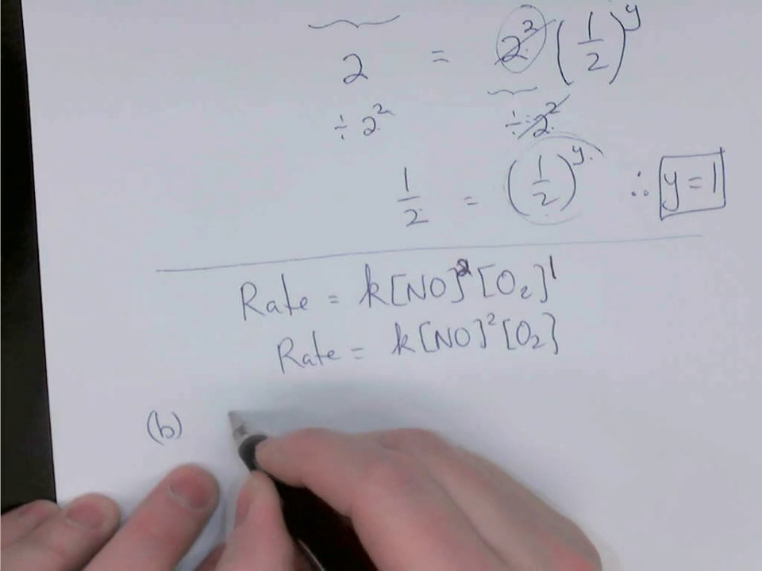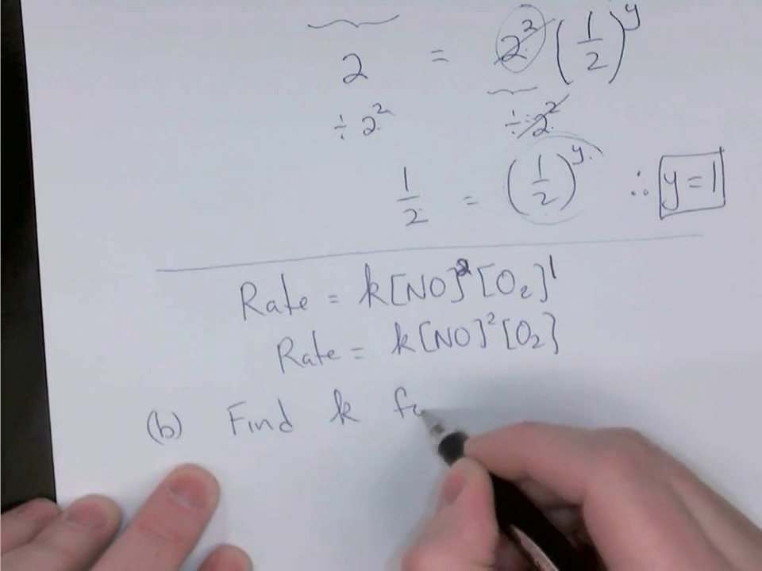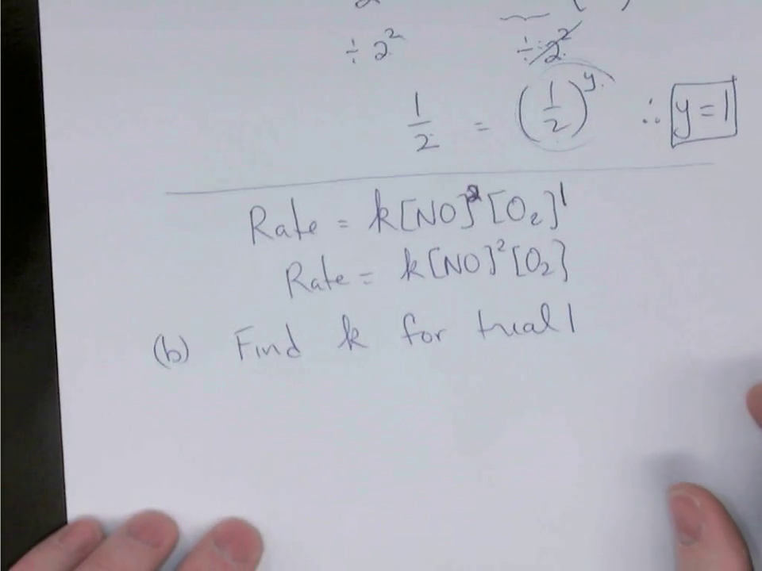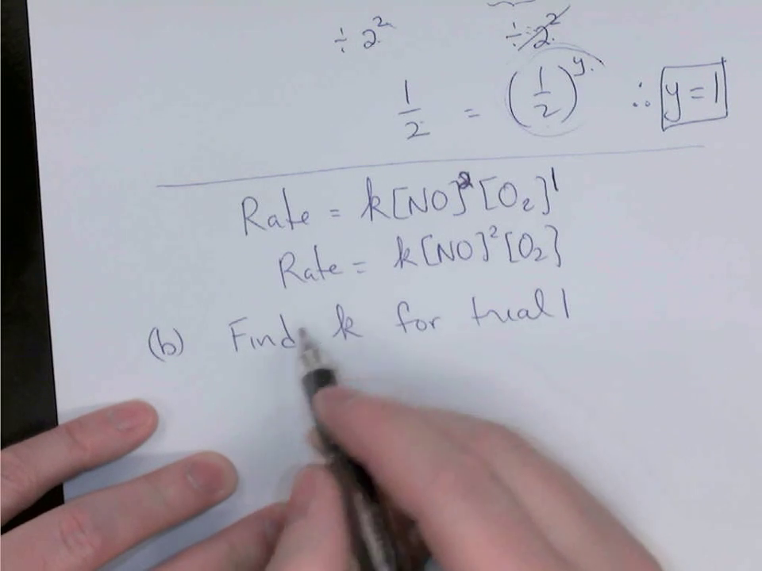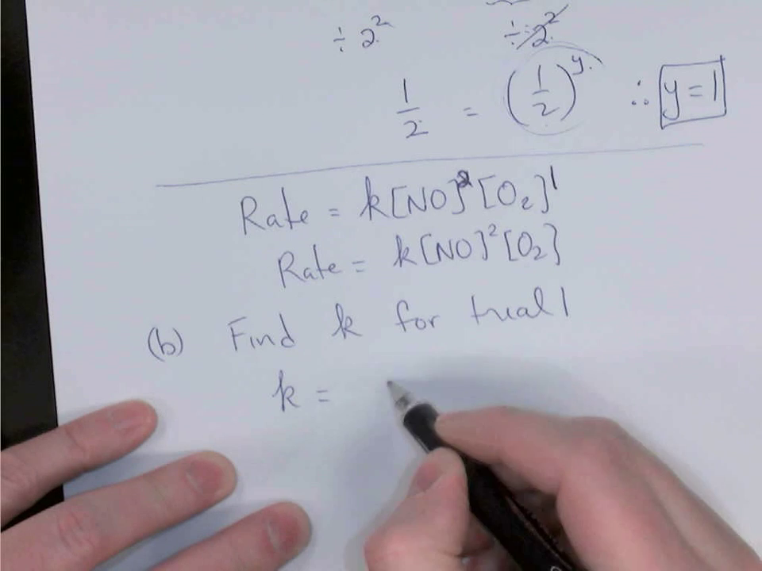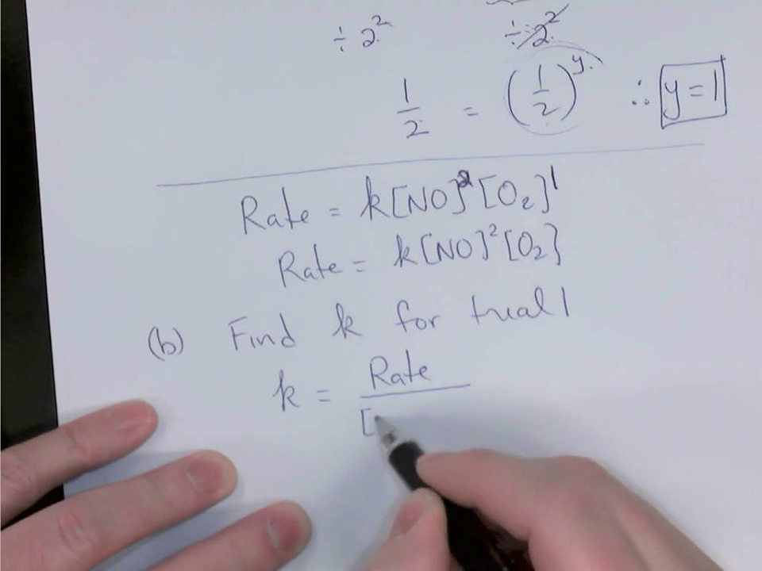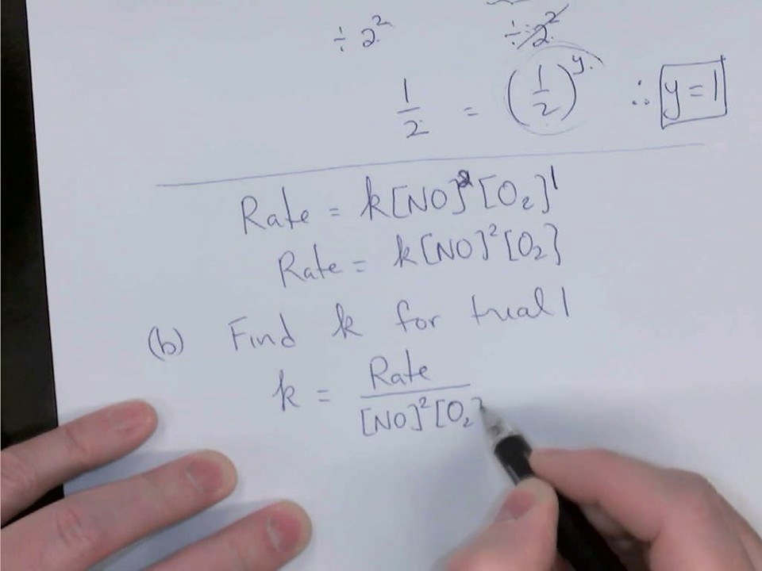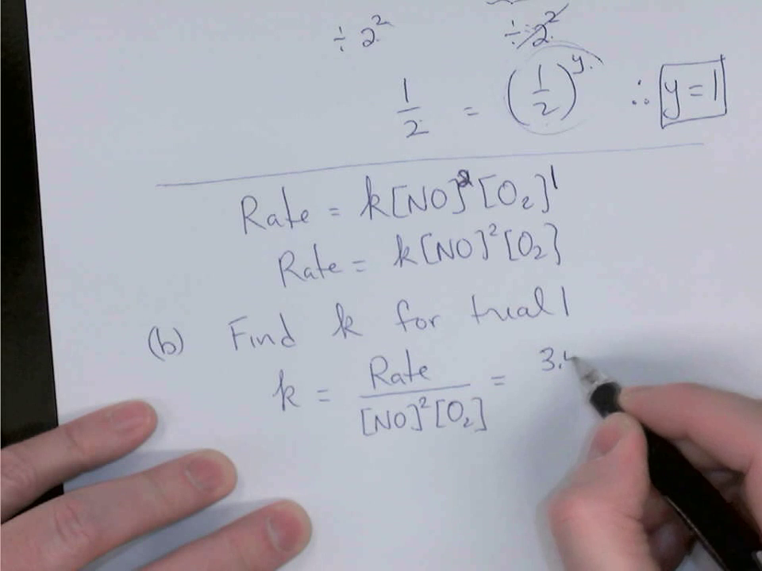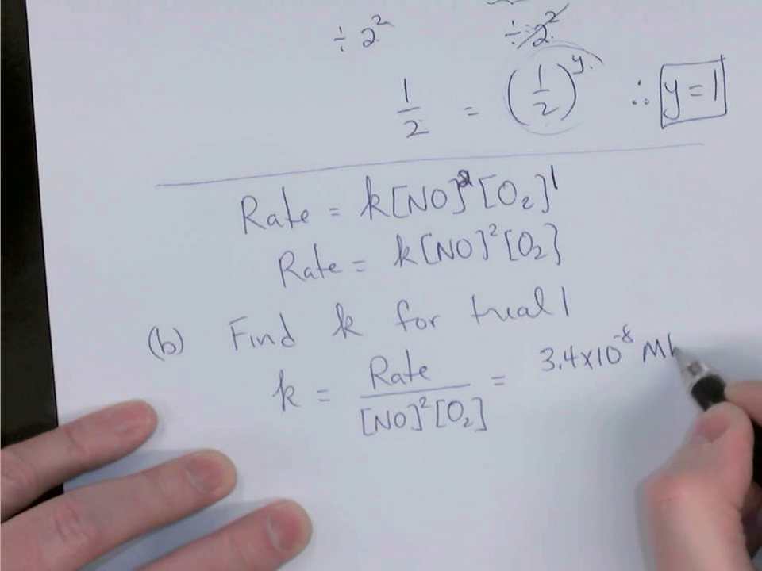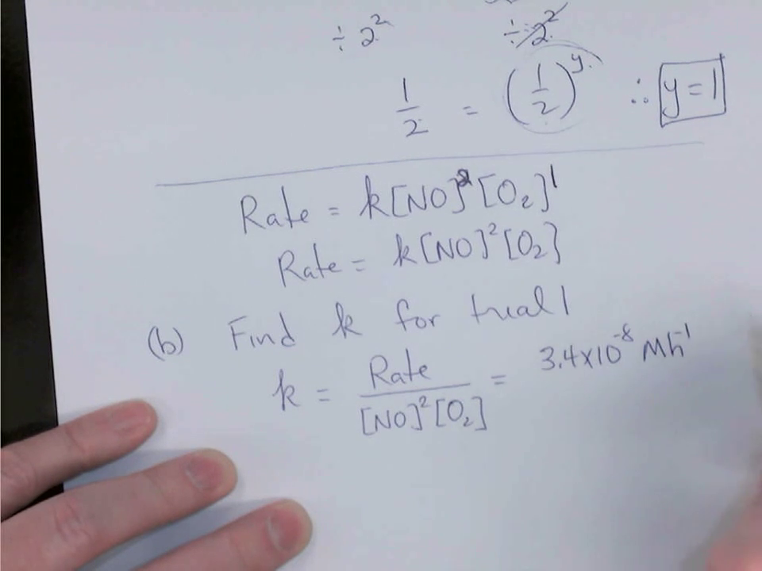We're going to find k, and I'll do it for trial 1. If you'd like to test me, you can try it for trial 2 or trial 3 and see if you get the same value as I do. From the rate law, we can rearrange that statement and say that k is equal to the rate divided by the concentration of NO squared and the concentration of O2. Now let's take the information from trial 1, and the rate there was 3.4 times 10 to the minus 8 molarity per hour. Notice that I'm now putting the units in. Really important to remember that. When you're finding the rate constant, you must put the units in and include the units with the value of the rate constant. You will definitely not receive full credit if you leave that out.